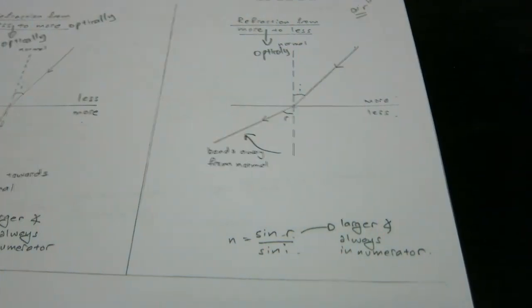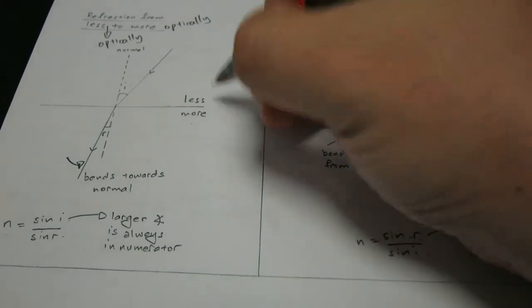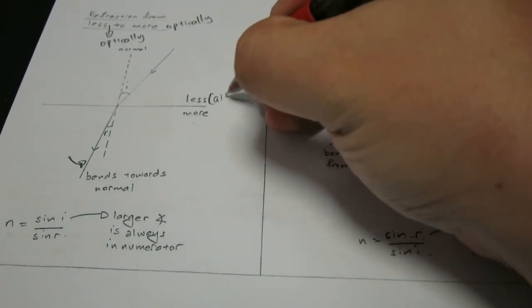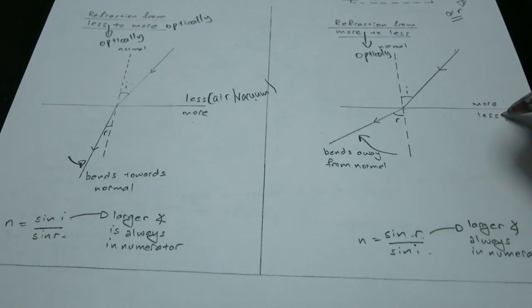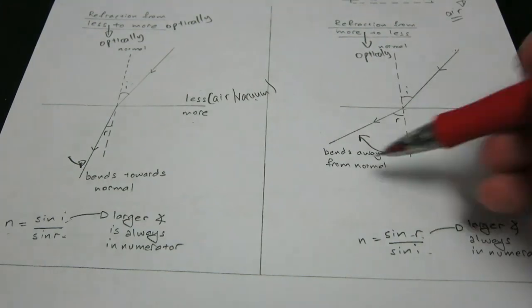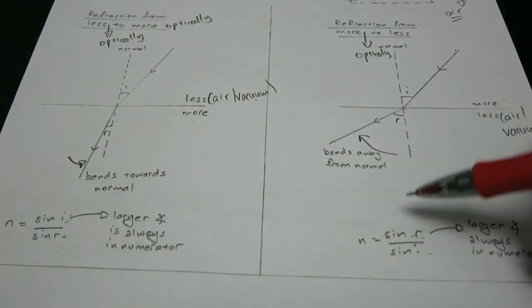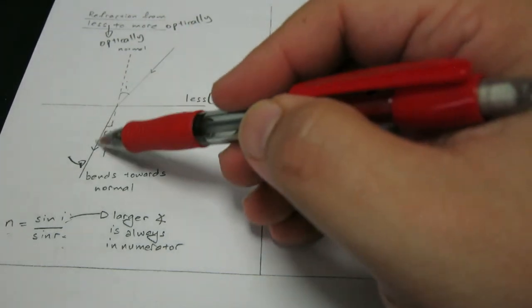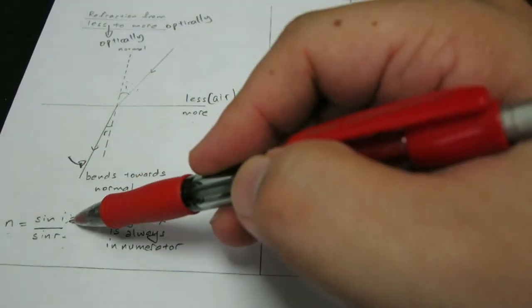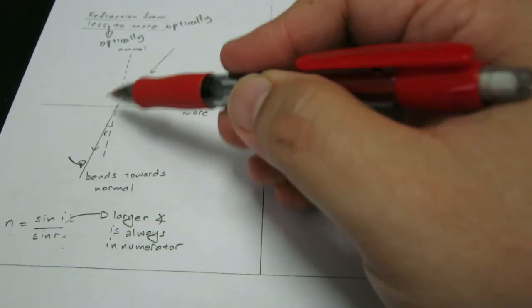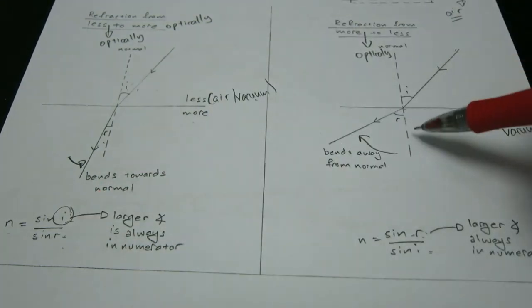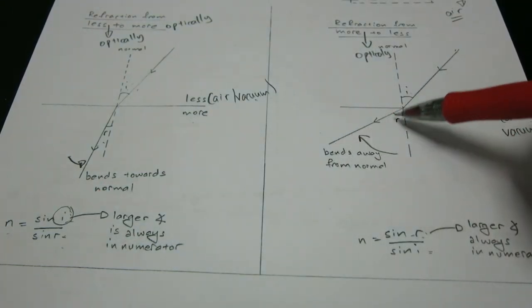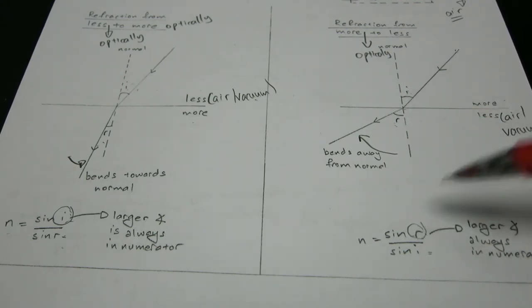Now, do take note that the less optically dense medium in O-level syllabus is usually air or vacuum. In fact, this formula only works when it's either air or vacuum. Alright? In case you are having a brain fart during the exam and you cannot remember which formula to use, sine i over sine r or sine r over sine i, if you know which angle is the bigger one, you always put the bigger angle in the numerator. So if you look at this bend towards the normal, i is bigger than r, so i appears in the numerator. In this case, it bends away from the normal, so r is bigger than i, so r appears in the numerator.